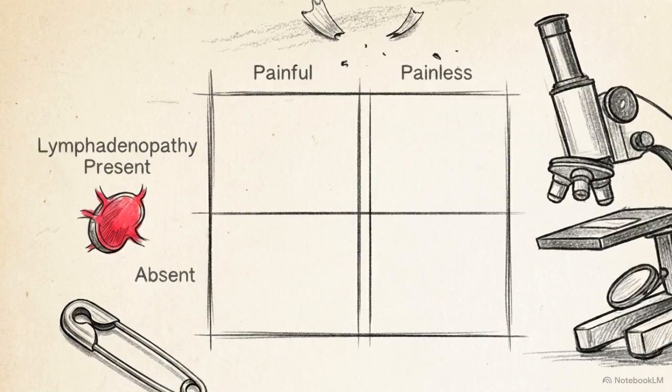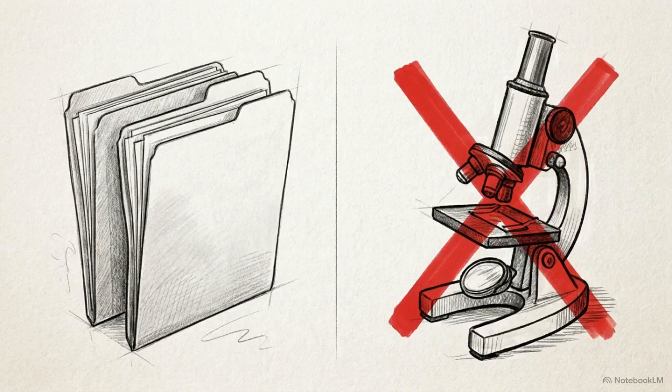We can map these using a 2x2 matrix. We categorize the pain profile across the top and cross-reference it with the presence or absence of lymphadenopathy on the side. Focusing on this binary clinical presentation reduces the initial complexity. It allows you to narrow 5 potential pathogens down to 1 or 2 candidates before you even consider microbiology.